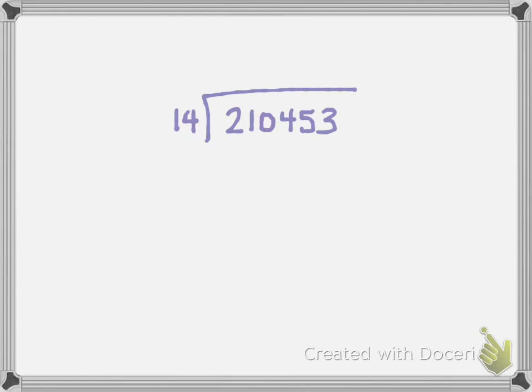So let me change colors here. 1 time. 1 times 14 is 14. Subtract, and I get 7. And then I'm going to bring down the 0. So I'm just following the division algorithm. Divide, multiply, subtract, bring down, do it all over again. So 14 into 70, that is 5 times.